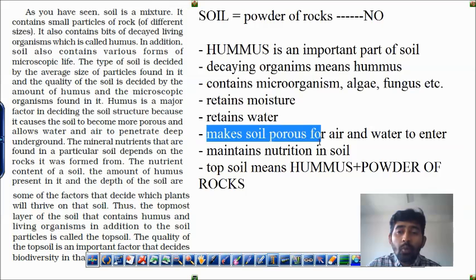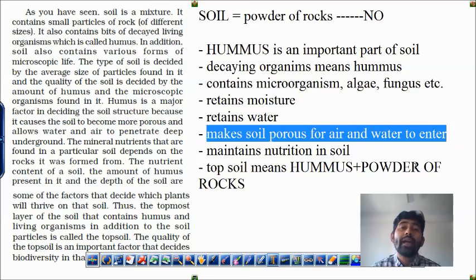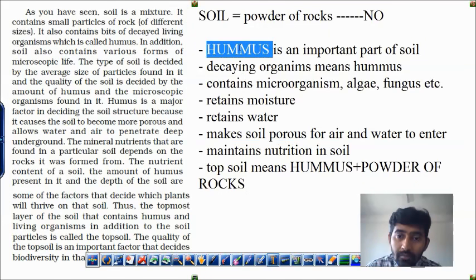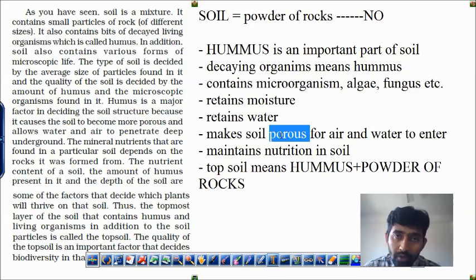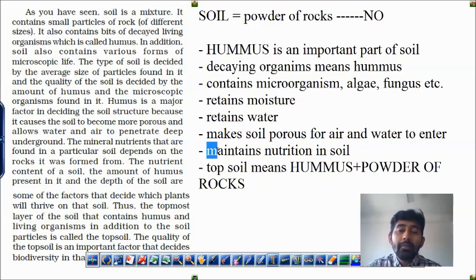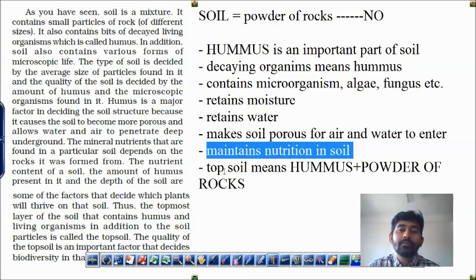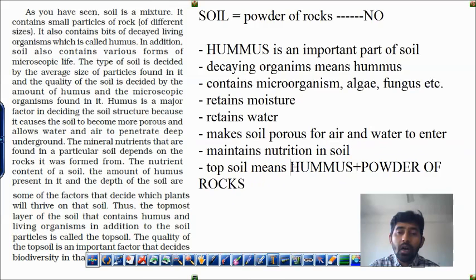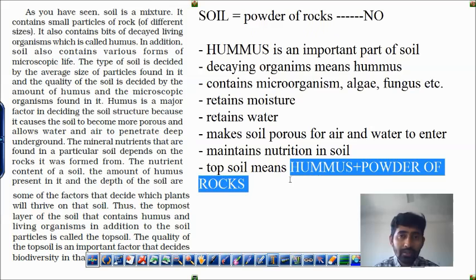It makes the soil porous for air and water to enter. The roots of trees also breathe, they need oxygen too, and how will that oxygen reach inside the soil? When there is humus in the soil, because it makes the soil porous. It maintains the nutrition of the soil. Topsoil means humus plus powder of rocks. That's the correct definition of soil. Humus plus powder of rocks.